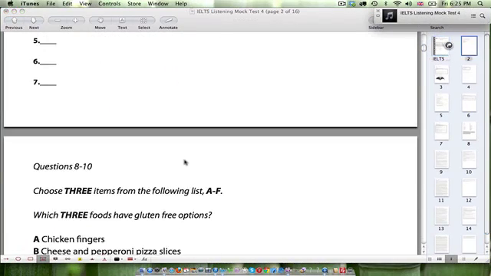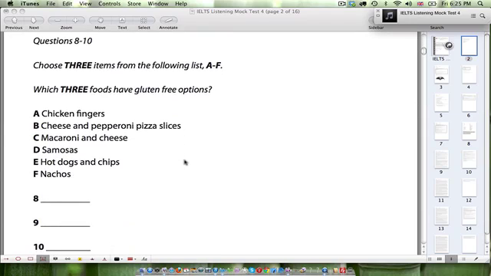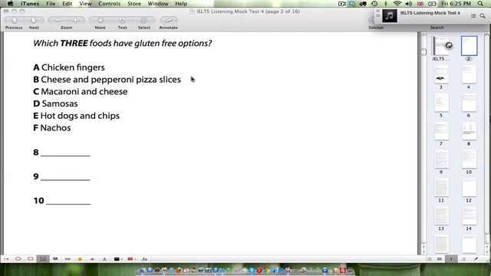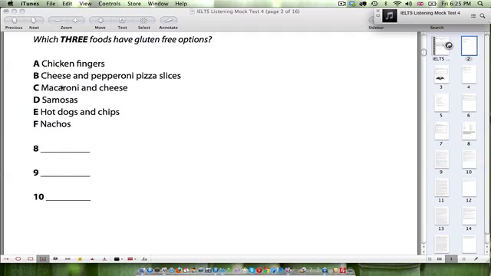You have some time to look at questions 8 to 10. Okay, only 3 questions. This should be fairly easy. Choose 3 items from the list. Which 3 foods have gluten-free options? Again, these foods will likely be stated exactly as they're written here in the listening. So chicken fingers, cheese, pepperoni pizza, macaroni and cheese, samosas, hot dogs and chips, nachos. Key here is gluten-free. Now listen and answer questions 8 to 10.